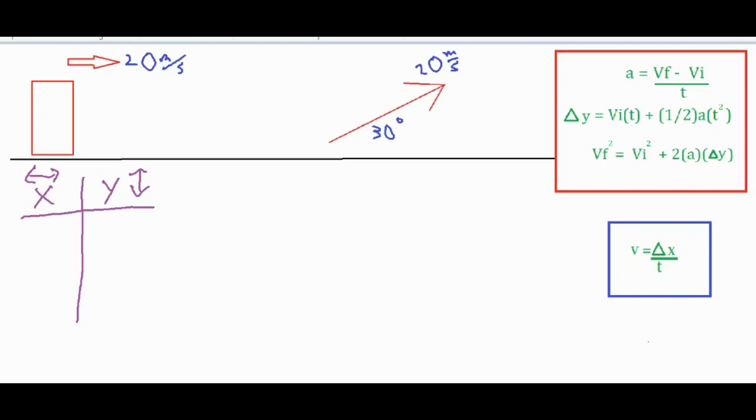On the Y side, because there's always the force of gravity acting on it and causing some imbalance in the vertical direction, there will be an acceleration. Everything in the red box will be used in the vertical column. So with that being said, we know for sure that we have an acceleration of negative 9.8 meters per second squared on this side.